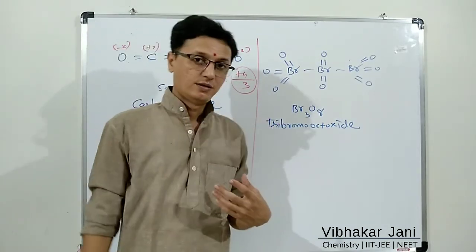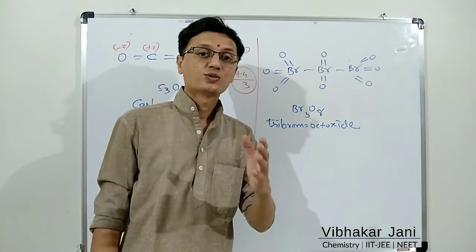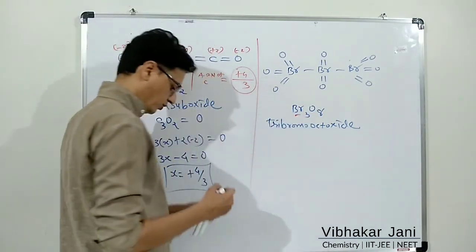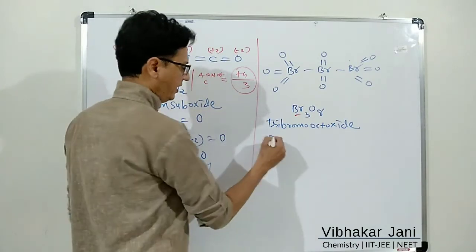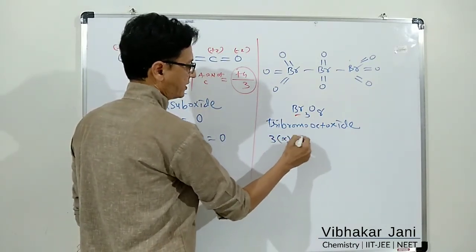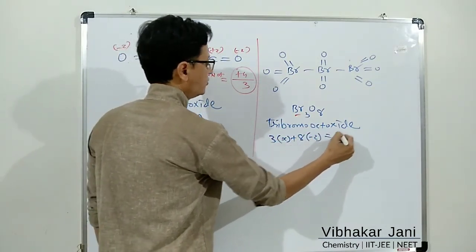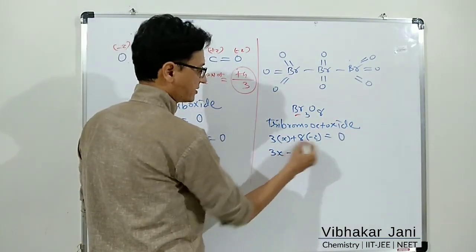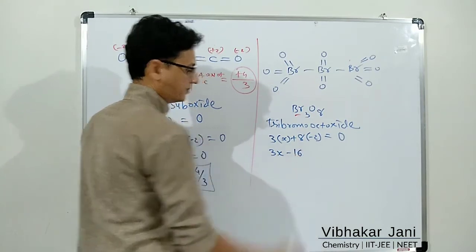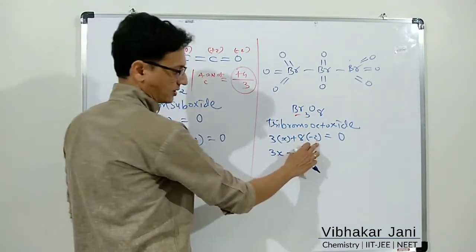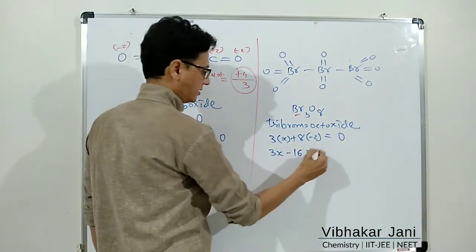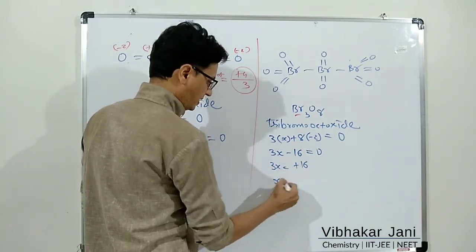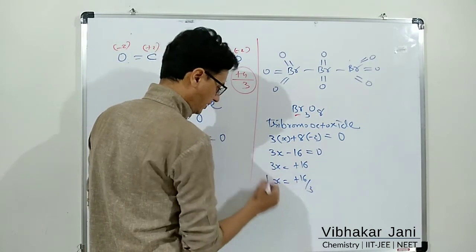Now let us find the average oxidation state of bromine in this. It will go like this: 3 multiplied by x plus 8 multiplied by minus 2 will be equal to 0. So it is 3x minus 16 is equal to 0. So 3x is equal to plus 16. So x is equal to plus 16 divided by 3.